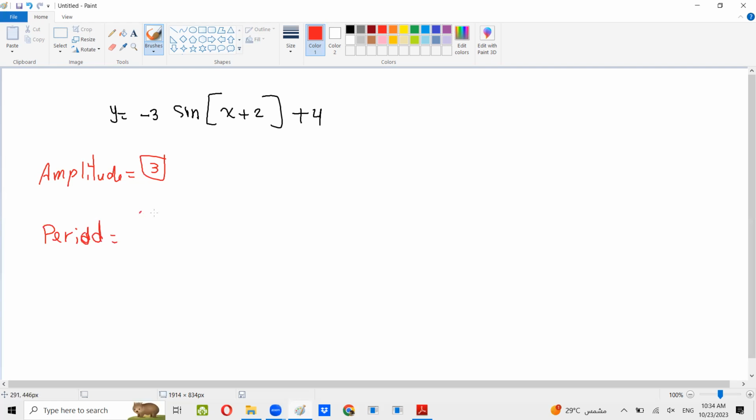The second thing I want is the period. We have 2 pi over the number beside x. The number beside x is 1, so the period is 2 pi. I still have another question, the phase shift. The phase shift is negative c over b. This is a and b and c, so c is 2 and b is 1, so it's negative 2.